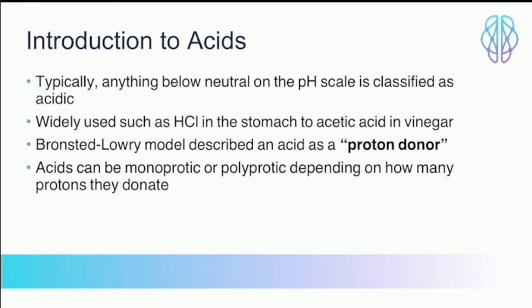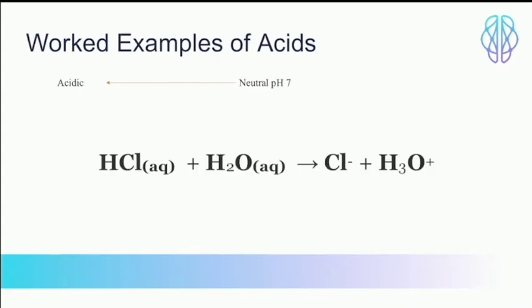Acids can be monoprotic, meaning they can give one proton, or polyprotic, meaning they can give multiple protons. Now we'll go through a worked example of an acid dissolving in water. So as I previously stated, an acid, or anything that is acidic, is below a pH of 7. Stronger acids tend to be further away from 7, and weaker acids tend to be closer to 7.